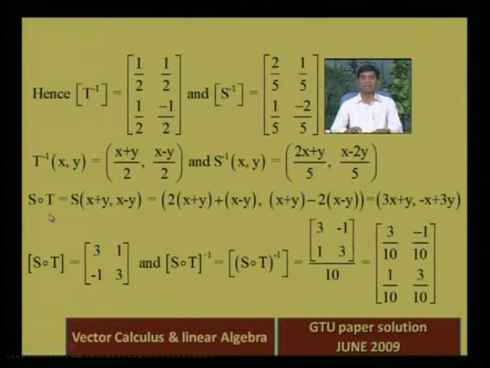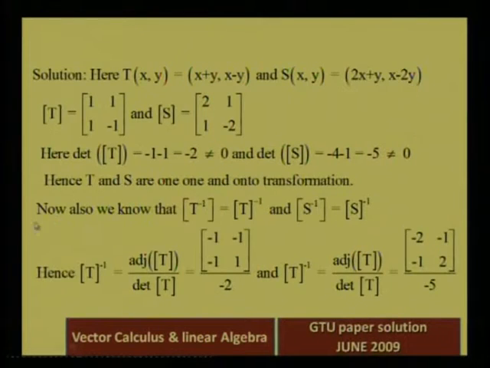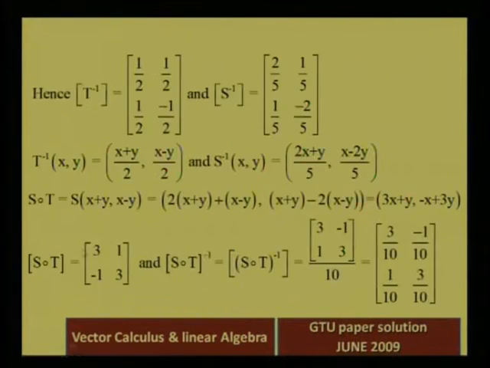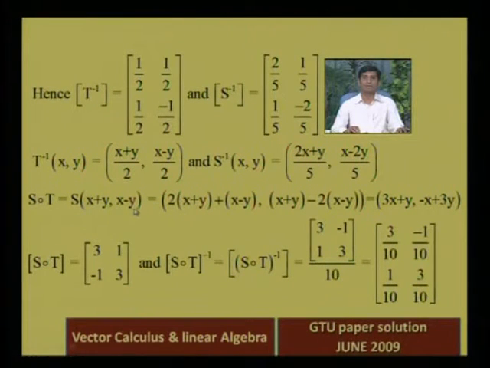So how do we define T of xy? This is our T of xy: x plus y, x minus y. So when we find the composition of S with T, SOT, that is S of T of xy, that is S of x plus y, x minus y. Now these two coordinates operate on the definition of S.